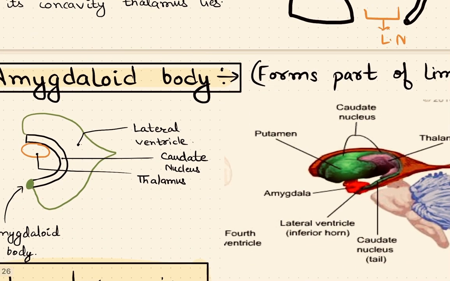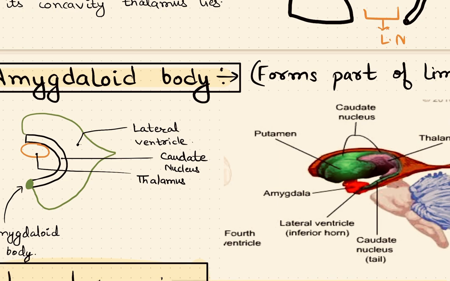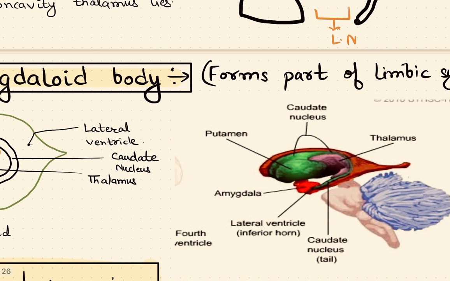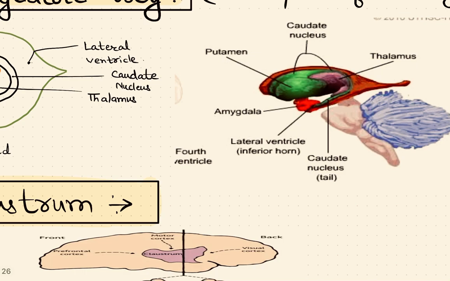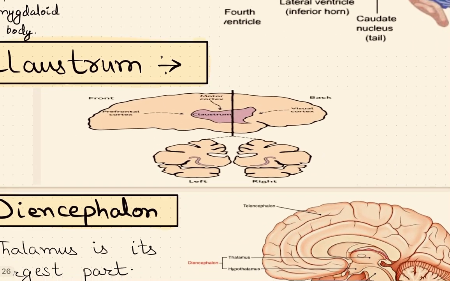Now, if we see a sagittal section, we will find this lateral ventricle. This is nothing but the caudate nucleus, and this is the amygdaloid body. This is the thalamus. The amygdaloid body forms part of the limbic system. As you can see, this is the caudate nucleus and this is the amygdaloid body. And this is the putamen, and what would this be? Globus pallidus.